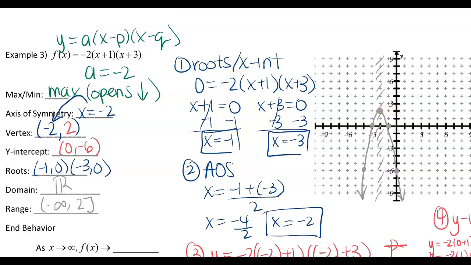So that's why I purposely asked Mia if it was going to be a positive or negative 2, because some students will say, oh, Ms. Tapia, it's going to stop at negative 2 because that's the x-coordinate. I don't care about that x-coordinate. When you're looking for the range, you're looking for that y-coordinate on the y-axis.